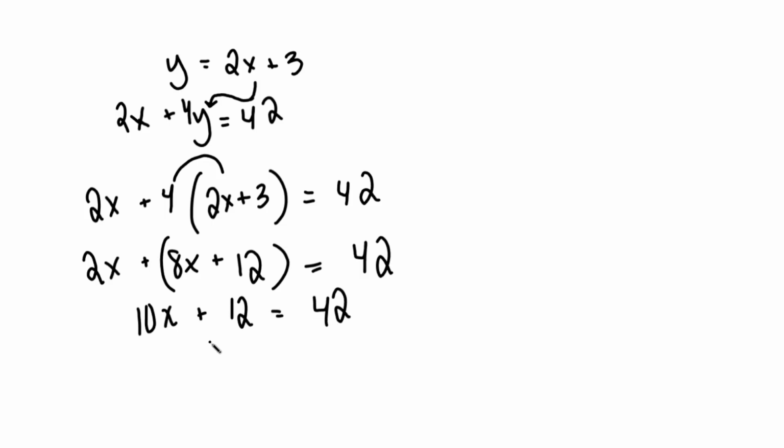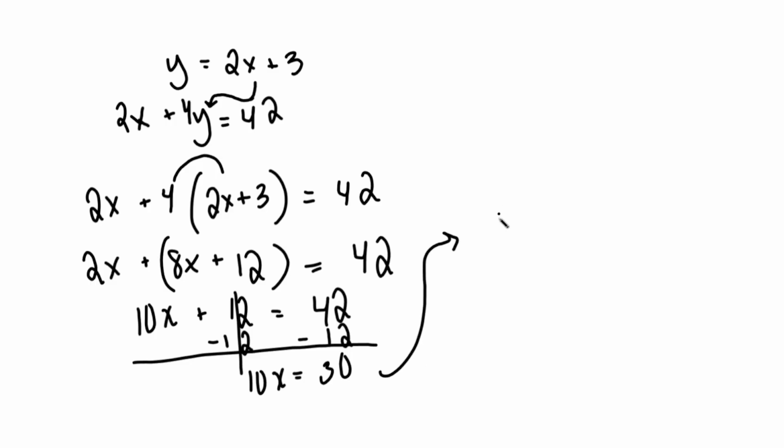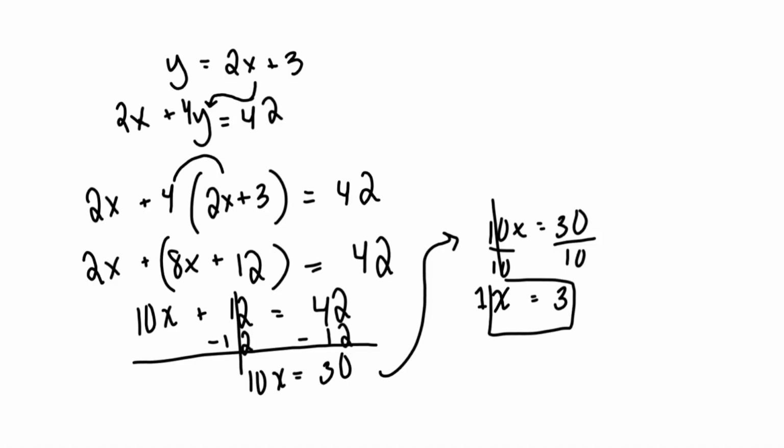Of course, we want to continue following the rules. So 12 minus 12 on this side, minus 12 on the other side, cancels out. 42 minus 12, 30, equals 10x. So let's bring it up here. 10x equals 30. Let's isolate the x. Divide by 10. Here we get x is equal to 3, because 10 divided by 10 gives us 1x. Here we can put a 1. 30 divided by 10, 3. So here we found that x is equal to 3.